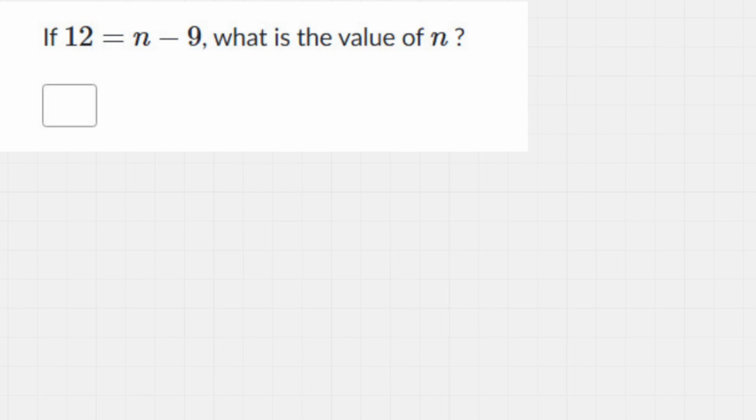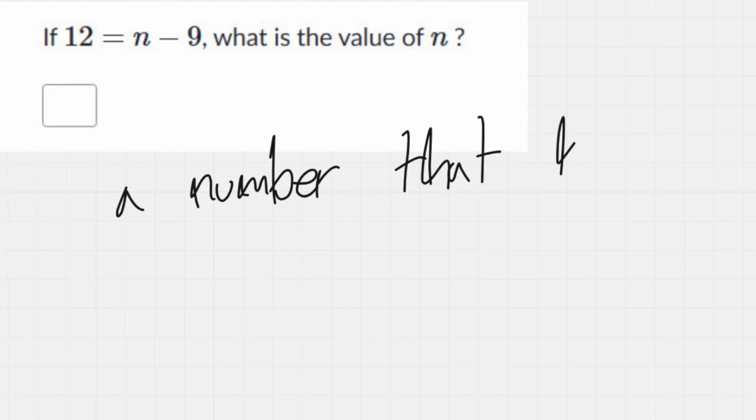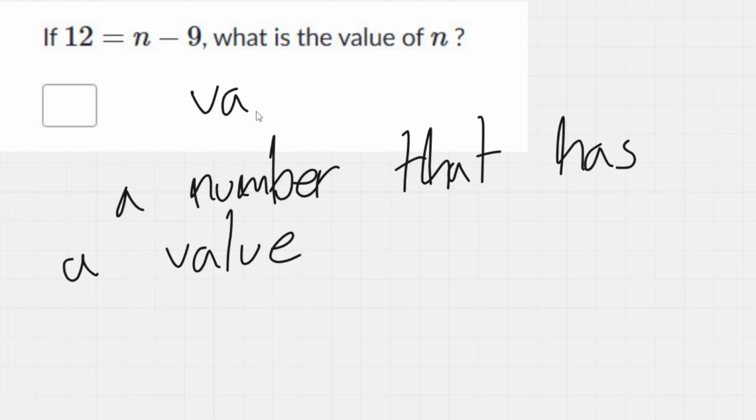Today we're going to be solving for variable values. When you're saying a variable, you're really just referring to a number that has a value. That's really it. That's all I'm referring to when I say the word variable. A number that has a value. I spell variable like this, right? That is what a variable is.